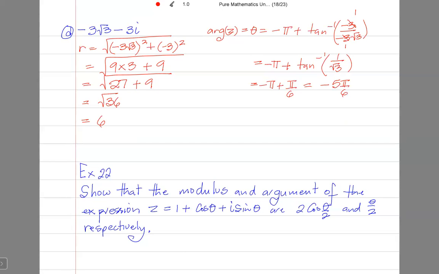So the complex number minus 3 root 3 minus 3i can be written as 6 into the cosine of minus 5 pi by 6 plus i sine minus 5 pi by 6. All right, and that would be the end of example 21.